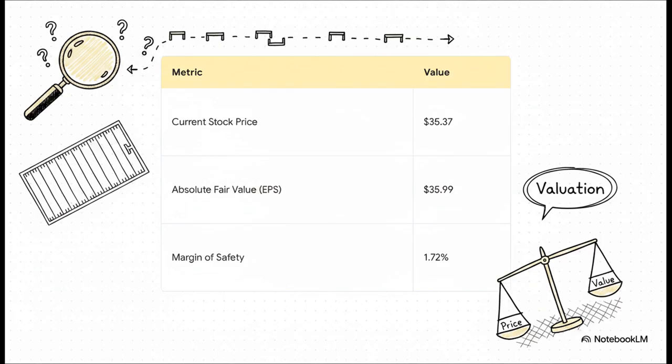It means there is a razor-thin 1.72% margin of safety. According to the absolute fundamentals in this tear sheet, the stock is currently perfectly priced. It is neither deeply undervalued nor wildly overvalued right now.